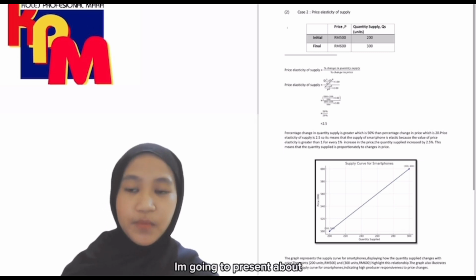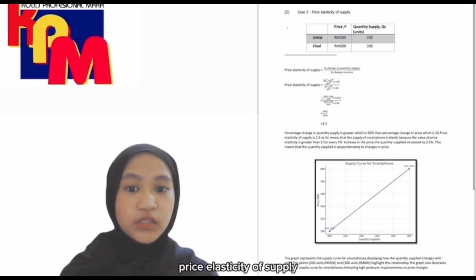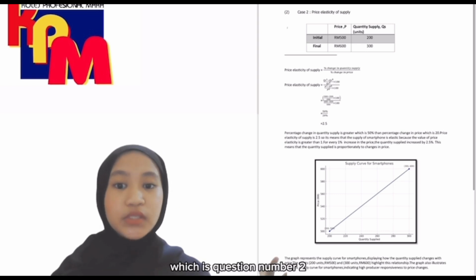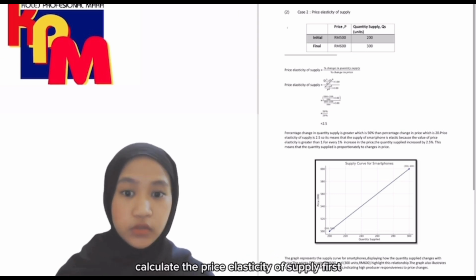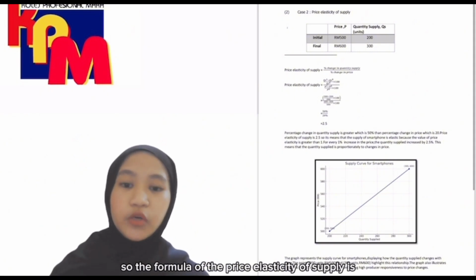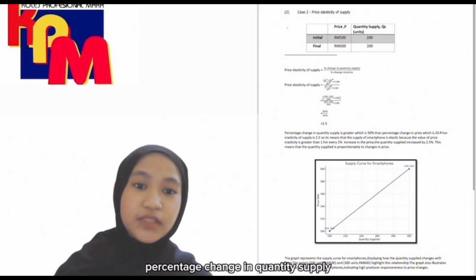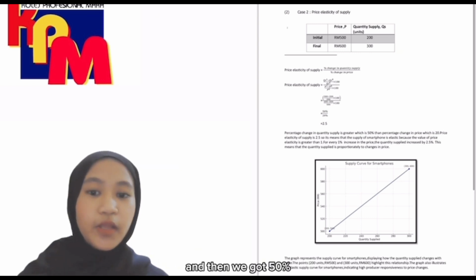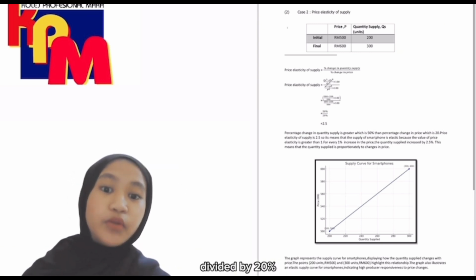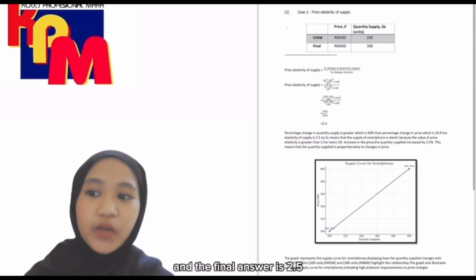I'm going to present about price elasticity of supply, which is question number 2. So first, let's calculate the price elasticity of supply. The formula of price elasticity of supply is percentage change in quantity supplied divided by percentage change in price. And then we got 50% divided by 20%, and the final answer is 2.5.